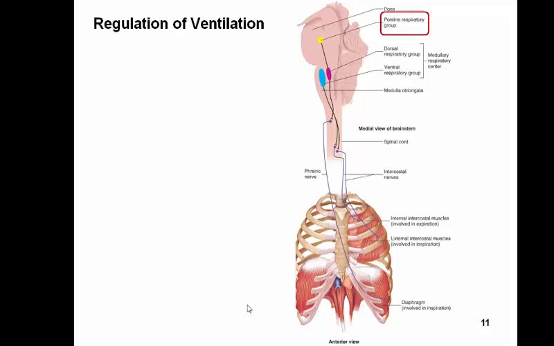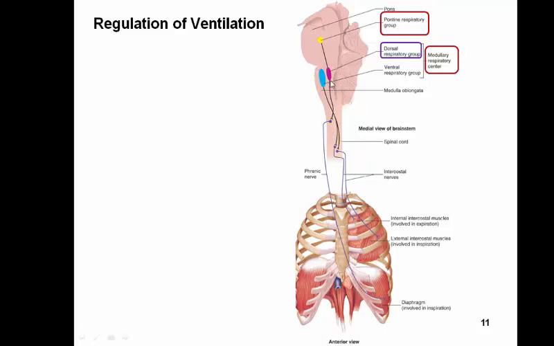The muscles are driven by neurons. And so the neurons that control breathing originate in what's called the pons area of the brainstem. So we have a cluster of neurons called the pontine respiratory group, and these neurons will send axons to innervate a group of neurons in the medulla oblongata, which is inferior to the pons.